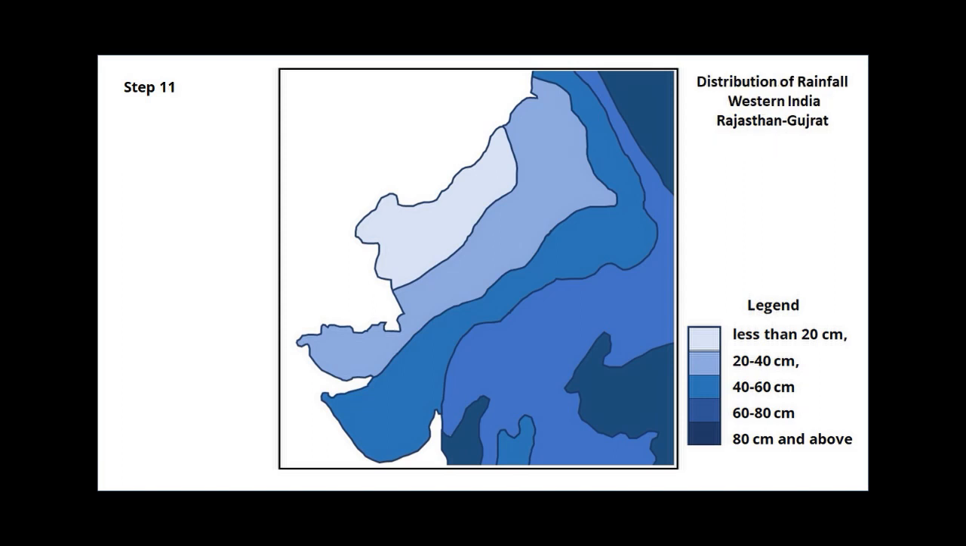Step 11. Add title and additional information. Finally, add a title to the map, such as Rainfall Isopleth Map of Western India, Rajasthan and Gujrat. You can also include other relevant information, such as the time period for which the rainfall data was collected. And there you have it. You've successfully created an Isopleth map of rainfall levels in Western India. Remember to review the map for accuracy and clarity, and make any necessary adjustments or improvements before finalizing it.